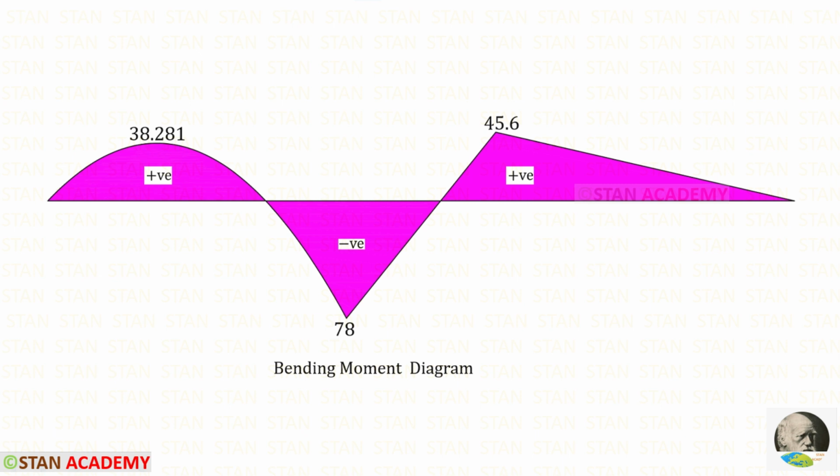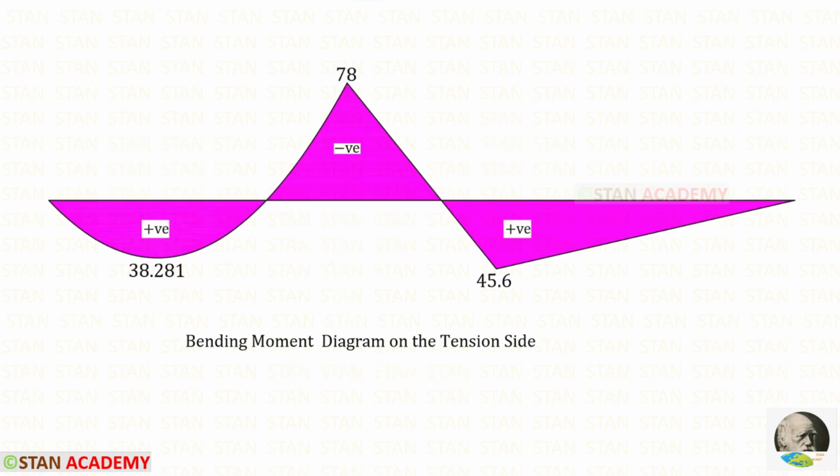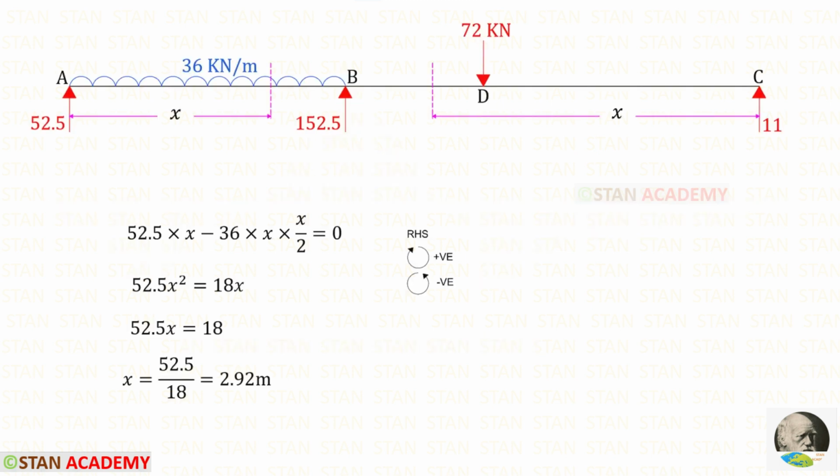If we make this diagram upside down, that is called the bending moment diagram on the tension side. In these two points, the bending moment becomes 0. These are the points of contraflexure. We can make sections in these 2 points and find the distances. First, let us find the distance in the span AB. In the span AB, I have made a section at a distance of x from A. Using the right hand side rule, we can find the distance.